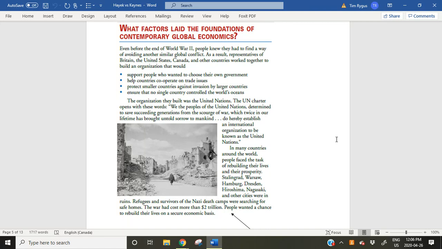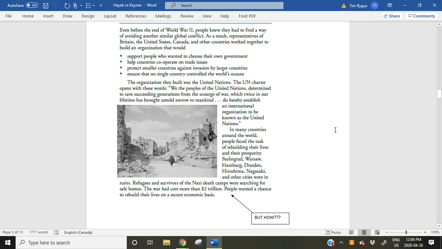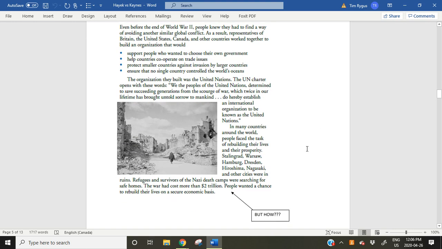The organization they built is the United Nations. The Charter of the UN opens with these words: "We, the people of the United Nations, determined to save succeeding generations from the scourge of war, which twice in our lifetime has brought untold sorrow to mankind, do hereby establish an international organization to be known as the United Nations." Today, there's 193 countries that are a part of the United Nations.